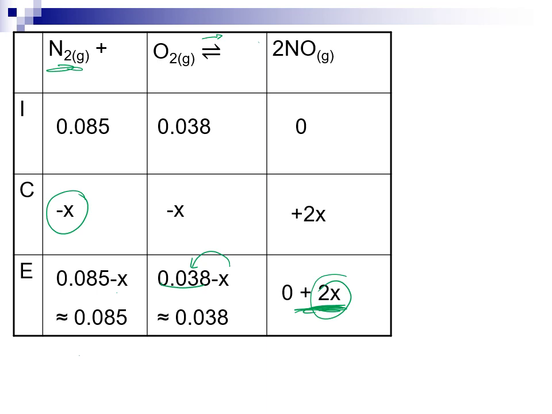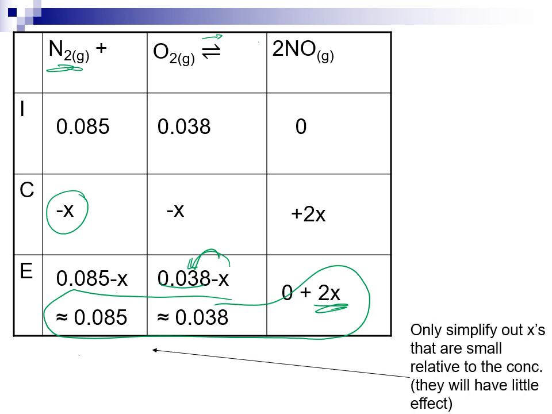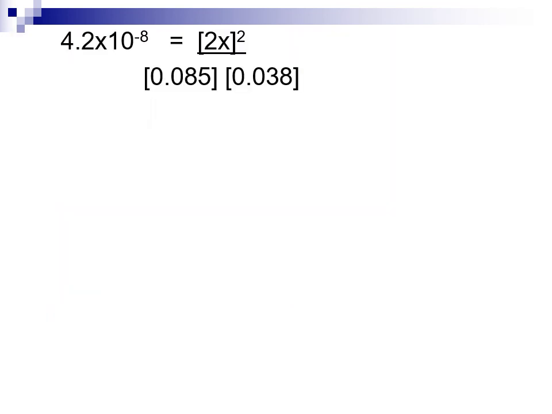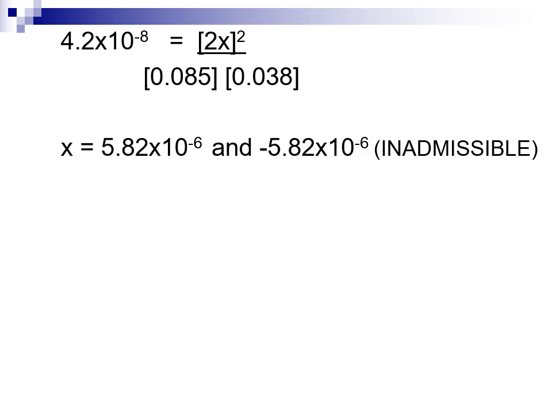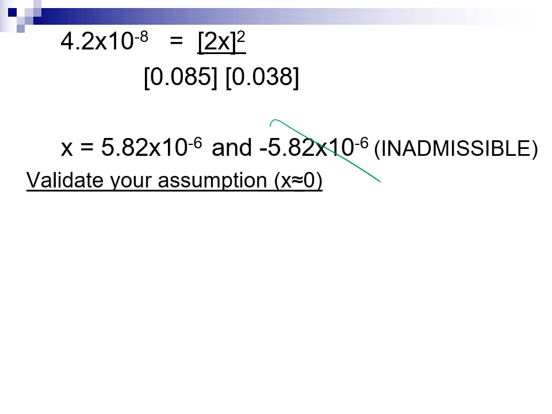So using our equilibrium concentrations right here, again, x can be ignored when being compared to a larger value, but when it's not being subtracted or added from a larger value, we're going to leave it in. Set up your equilibrium expression and plug in those values. A lot easier now because again, we don't have these minus x's in here, which we would if we couldn't ignore them, and therefore we don't have to deal with the quadratic in this case. We can very quickly solve for x. Obviously, x as a negative is going to be inadmissible, so our x value is 5.82 times 10 to the negative 6, which is pretty small.